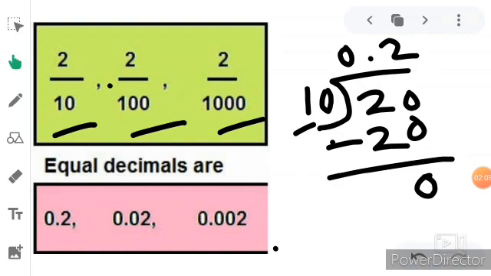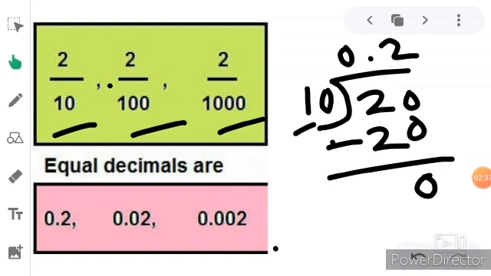Now you can also convert 2 upon 100 into 0.02. Two zeros are there, but you will have to put the decimal point after the first 0 only. And 2 upon 1000 means 0.002. Three zeros are there, but you will have to put the decimal point after the first 0 only. So this is all about decimal fractions.